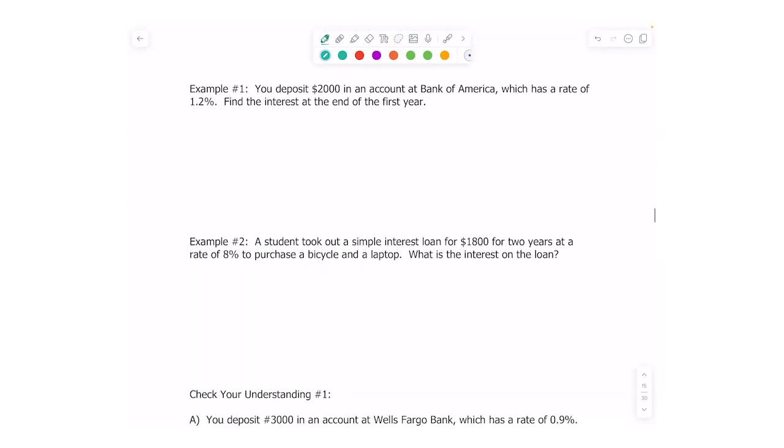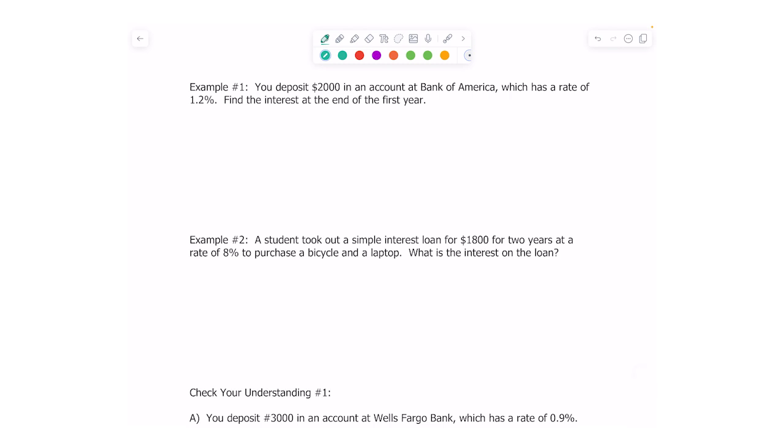Let's take a look at example number 1. Suppose you deposit $2,000 in an account at a bank, which has a rate of 1.2%. Find the interest at the end of the first year. So how much money will you make? We know interest is equal to the principal times the rate times the time. My principal, remember, is the amount of money that you're either depositing or borrowing, so my principal will be $2,000. My rate is the percentage that's given, so that's 1.2%. And it says find the interest at the end of the first year, so that tells me that the time in years is 1.